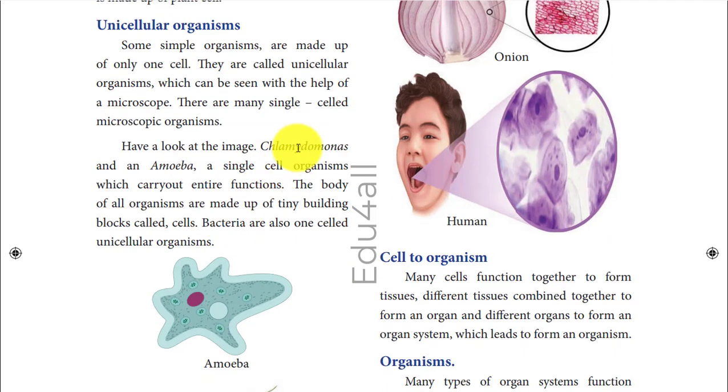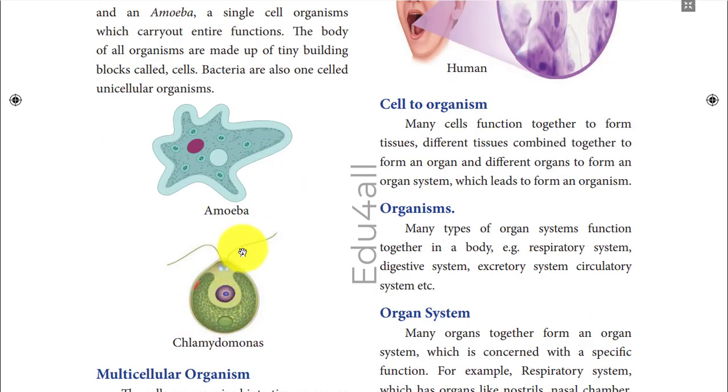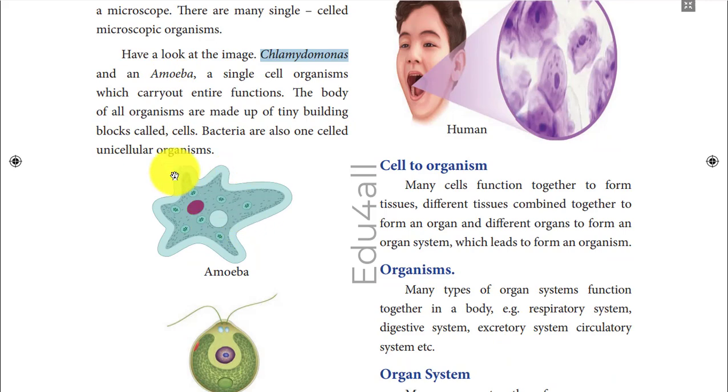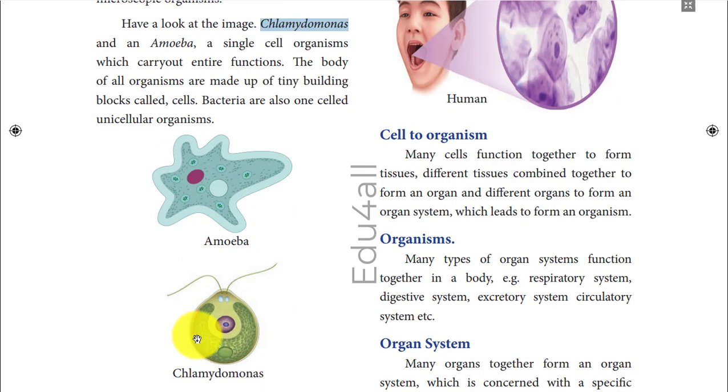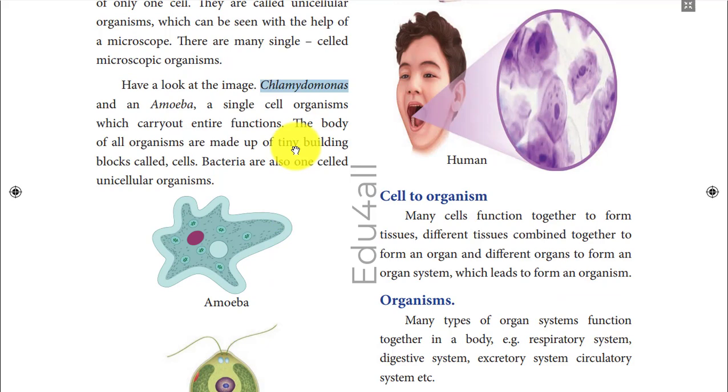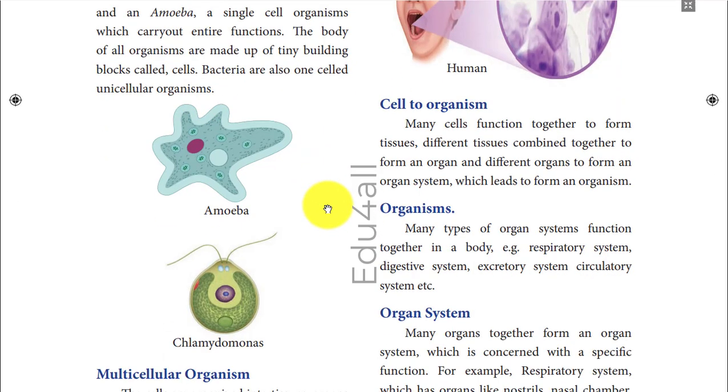For example, Chlamydomonas in plants and Amoeba in animals. So Amoeba is an animal which is made up of a single cell, and it is an organism. In the same way Chlamydomonas is a unicellular plant. Okay, these are the examples for unicellular organisms. These unicellular organisms are microscopic, so we can see them only through a microscope. Bacteria are also called unicellular because bacteria are also made up of only a single cell.